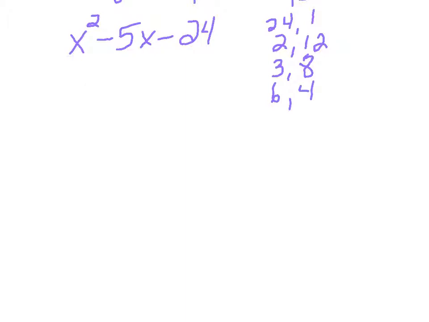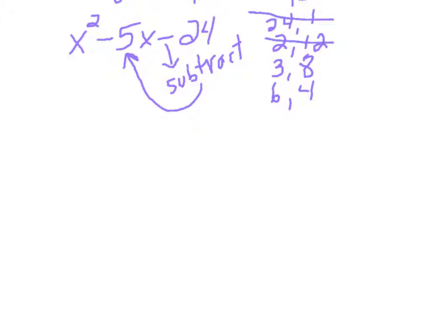Okay, this time we don't have a plus sign. We have a subtraction sign. So this time we need to look at the factors we wrote down and see which ones subtract to give us 5. 24 minus 1? No. 12 minus 2? No. 8 minus 3? Bingo! And just to double check, 6 minus 4? No. Same deal. Set up your parentheses.